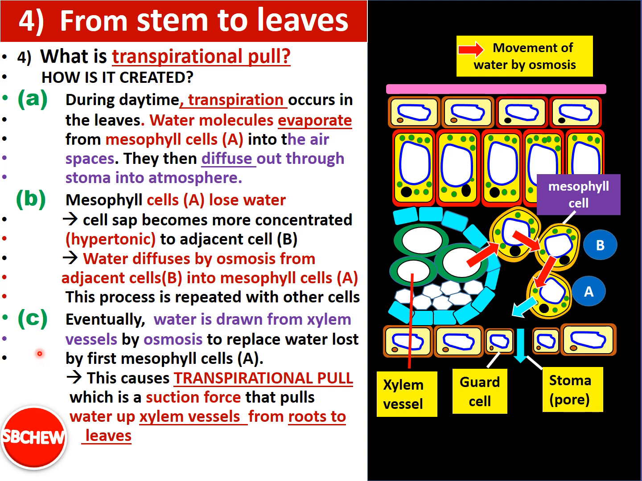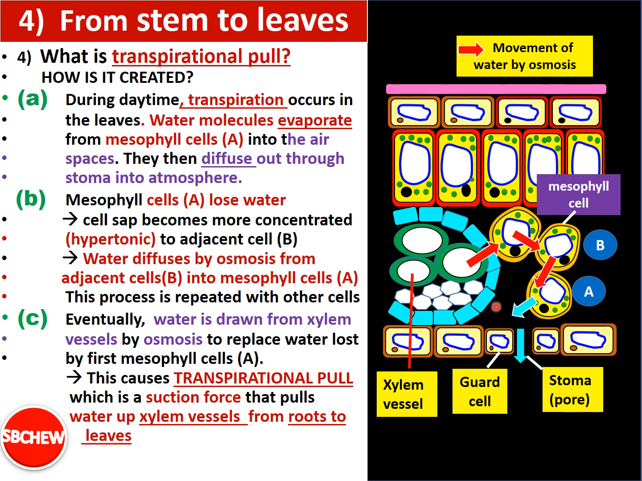We have already discussed how water moves in the xylem vessels in the stem, and that is by using the forces of root pressure, secondly, capillary action, and thirdly, transpirational pull. So what is transpirational pull? It is a major force that is like a suction force that pulls water up the xylem vessels from roots to leaves. How is it produced? It is produced when transpiration occurs in the leaves.